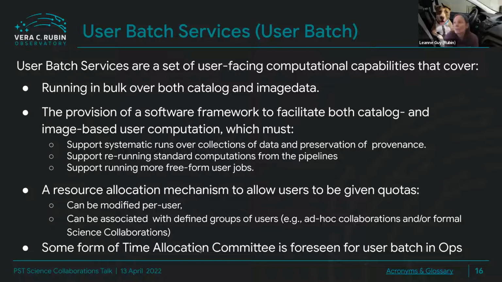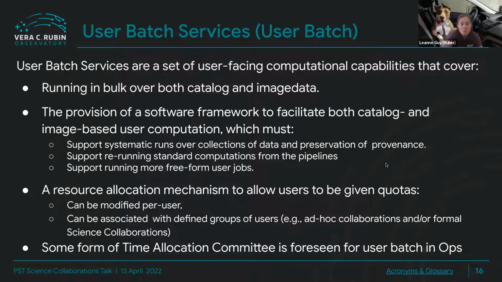So user batch services are the user-facing computational capabilities that are used to provide resources to the community to do their user computing. In scope, we have running in bulk over both image and catalog data, providing a software framework to facilitate both catalog and image-based user computation. So this needs to support systematic runs over collections of data and preservation of provenance. Provenance is a difficult topic.